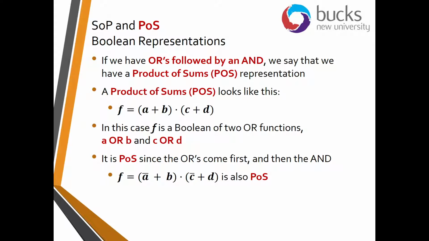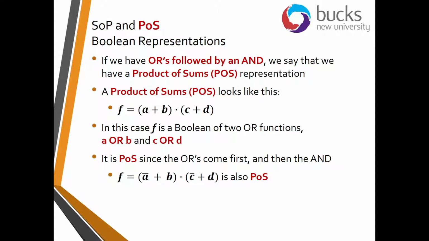So looking now at product of sums, if we have ORs followed by ANDs, then we say that we have a product of sums. So product of sums is like the opposite to sum of products. This is a type of representation where we go from OR into AND. So first level OR gates, second level AND gates. So a product of sums, POS, would look like this: F equals A or B and C or D. That's definitely a product of sums.